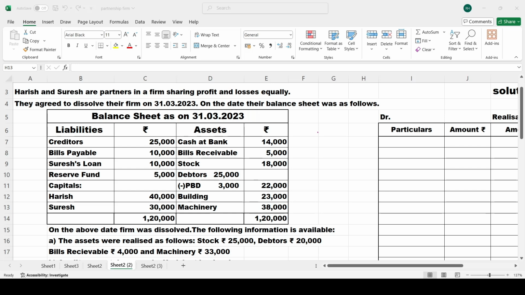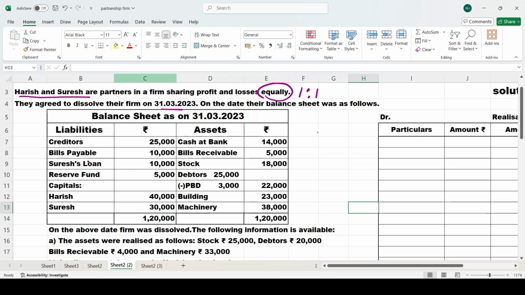So without much delay, we'll move on to today's problem. The problem is like this. Arish and Suresh are partners in a firm sharing profits and losses equally. As we all know, equally is nothing but 1:1. They agreed to dissolve the firm on 31st March 2024. On this date, they have given the balance sheet.